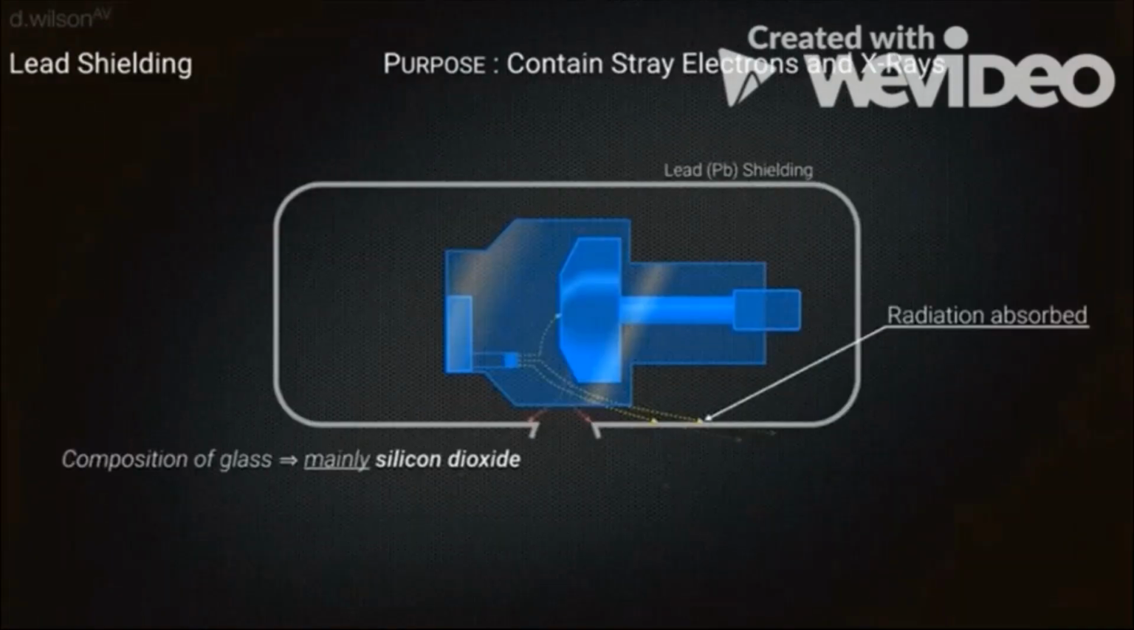One of the most important components of the X-ray tube is the lead shielding. Its role is to contain stray electrons and X-rays. It protects the patients from the harmful scattered radiation, as this radiation is absorbed.